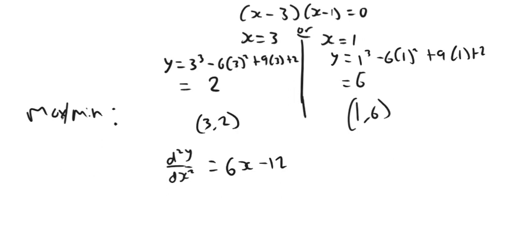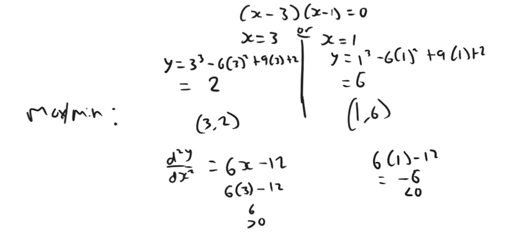So let's just sub in a 3 then in for the x, so 6 times 3 minus 12 will be 18 minus 12, which is 6, so 6 is greater than 0. And let's put in a 1 now, so 6 times 1 minus 12, that gives me minus 6, so that's less than 0 obviously. So this one here has to be the max, and this one here has to be the min. And that's it then, we're done.